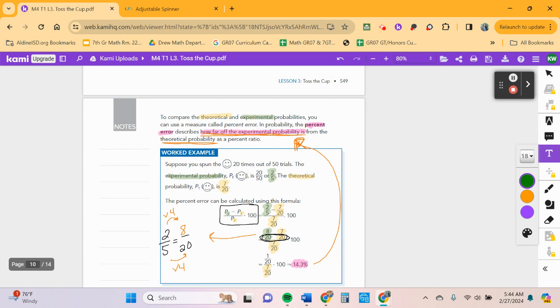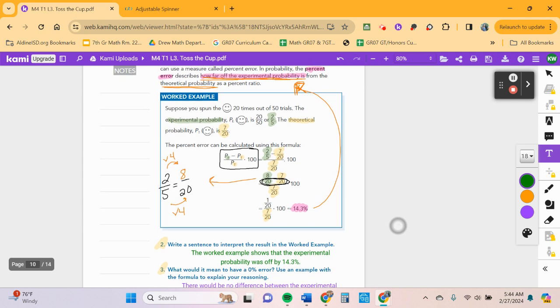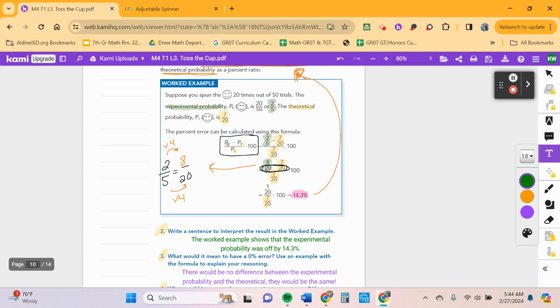Alrighty, now that you've taken 2 minutes to answer those questions, let's compare answers. Question 2 says, write a sentence to interpret the results in the worked example. I explained this before I paused, but the worked example shows that the experimental probability was off by 14.3%. Question number 3, what would it mean to have a 0% error?